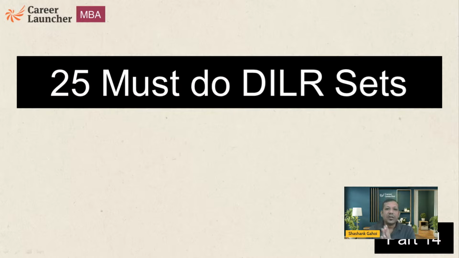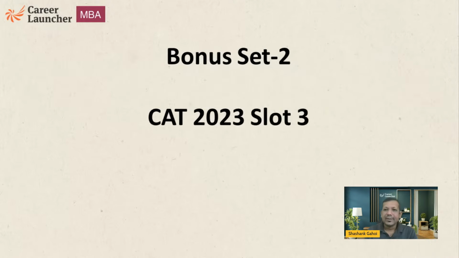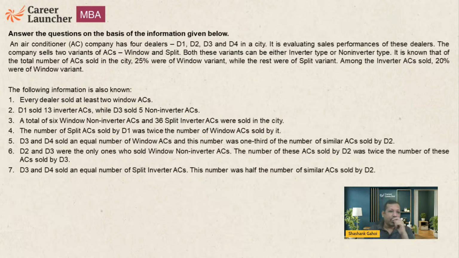So today we are going to continue with the series 25 must-do DILR sets, and in this we have covered I think almost all the sets that were promised. Since the last session we started doing bonus sets. So this is bonus set 2, CAT 2023 slot 3. Now let's see what this set says.